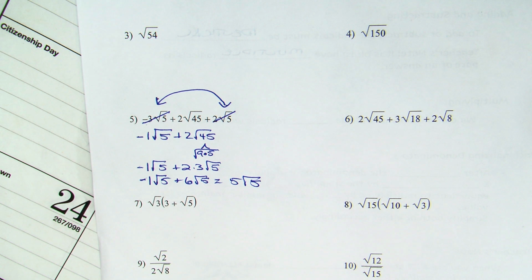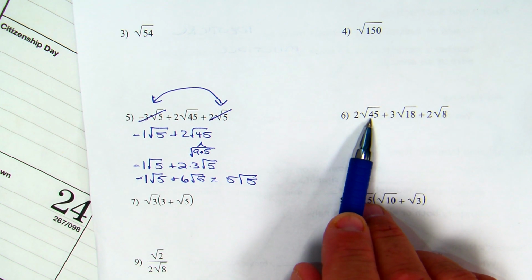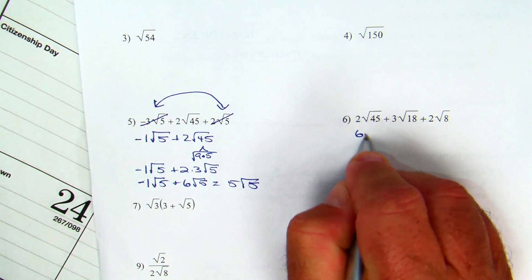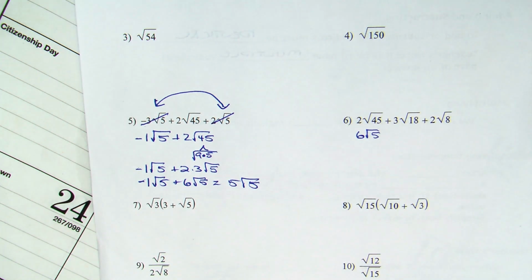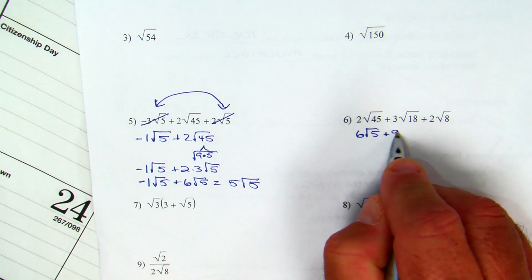Alright? Well, look at that. 2 root 45 there, 2 root 45 there. Do they have to simplify to the same thing? Absolutely. So 2 root 45 is 6 square root of 5. So that's from the previous problem. Now, 3 root 18. Is there a perfect square that goes into 18? 9. What's the square root of 9? 3. I'm going to multiply by the outside number, which is also 3. And that's going to give me 9 root 2.